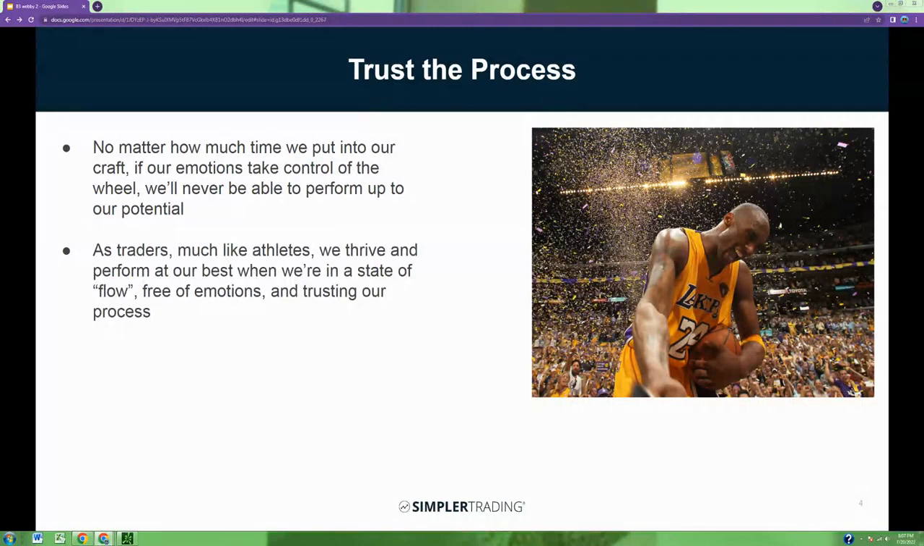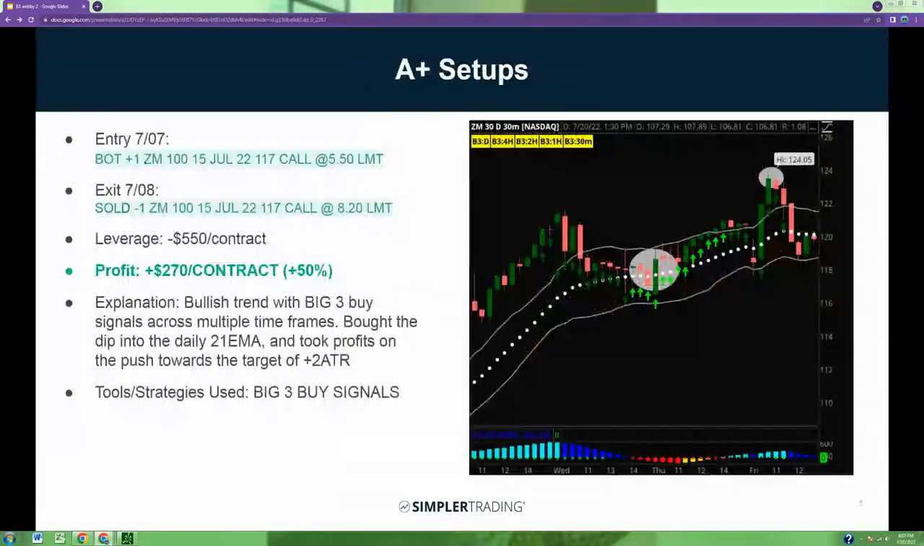As traders, I think a lot like athletes, we're going to perform at our best when we're trading free of emotions, free of any fears and any worries. And I'm a firm believer, guys, we can get a lot of confidence in our trading by relying on the right indicators. Now with the Big 3 indicator, you guys are going to see why I'm more confident than ever, even in a volatile market.